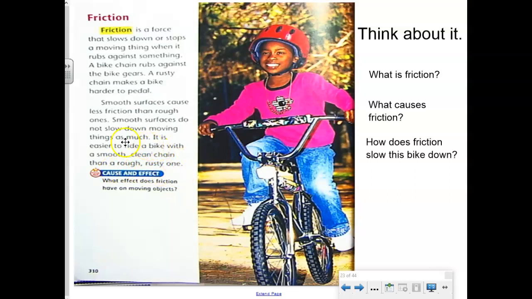All right, how many of you guys have ever experienced that? You left your bike outside for a long time and it started to get rusty and it was hard to pedal. Yeah, then it gets rough. All right, so what is friction? It's the force that slows down or stops a moving thing when it rubs against something.